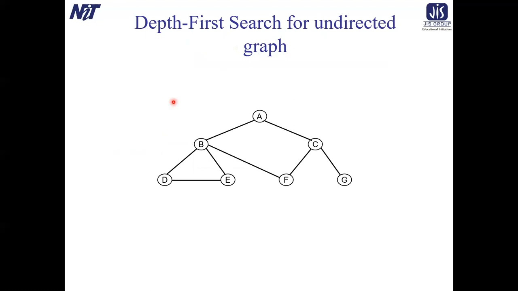Now I will describe it with an example. It is an undirected graph. So you first visit A. Now from A we go to B. So B is visited. After B, we can go to D. We will not move again to A.